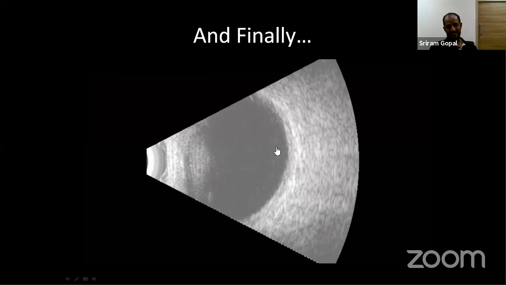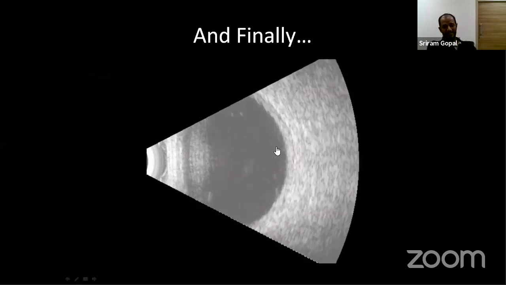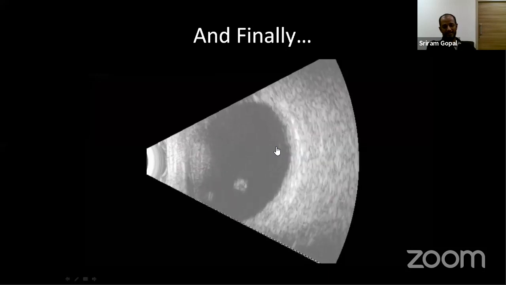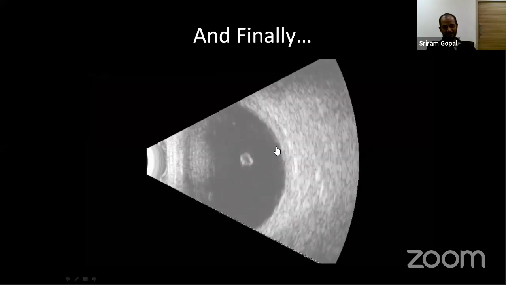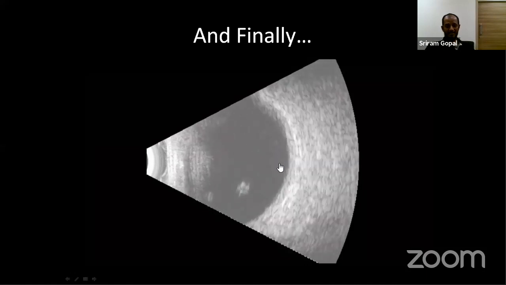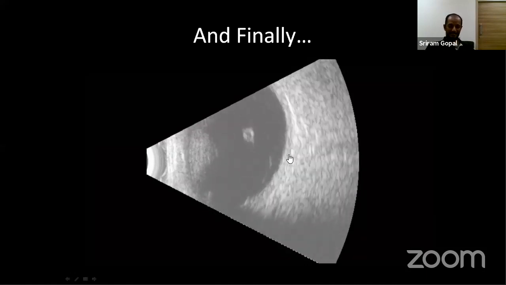So this is my last slide. It's a very interesting patient, really. The patient had a mature cataract, no history of trauma, nothing. And this is what I found on B scan. I found a very high reflective circular echo. I'll freeze that frame for you. Give me a minute.